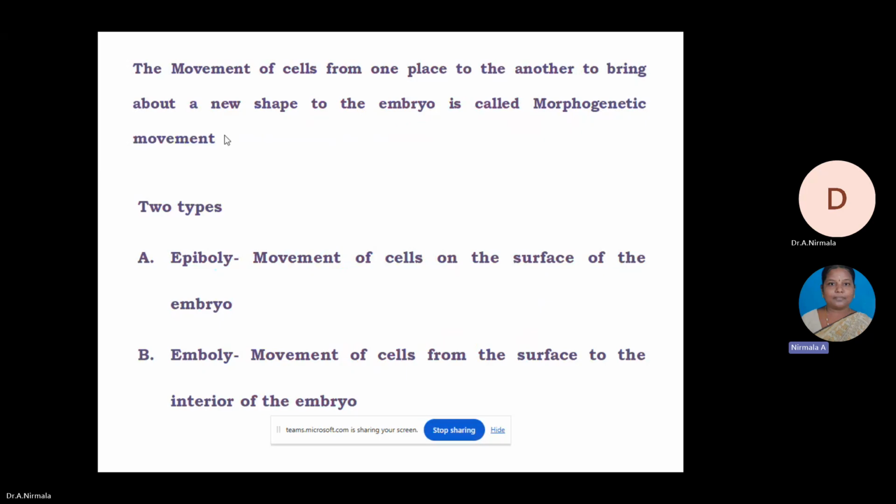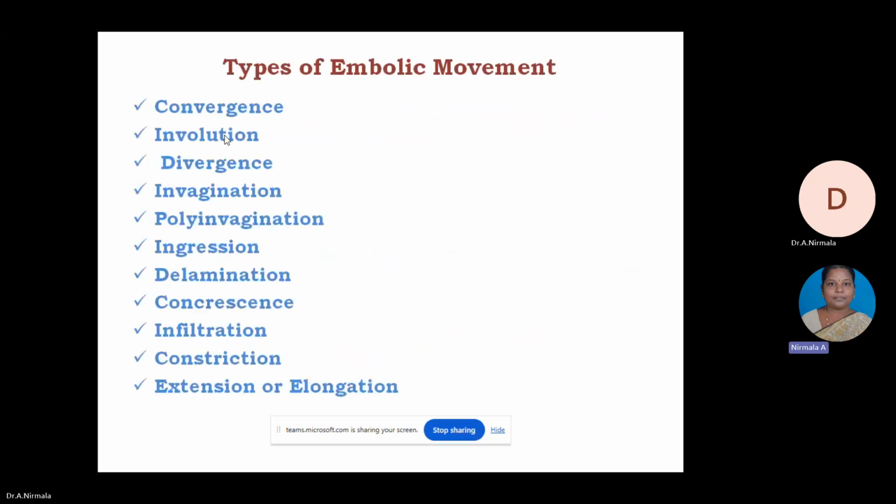Next one is the emboly movement. Emboly movement is the movement of cells from the surface to the interior of the embryo. The emboly movement occurs in various types. Let's see one by one. They are convergence, involution, divergence, invagination, polyinvagination, ingression, delamination, congrescence, infiltration, constriction, extension or elongation. Let's see convergence.